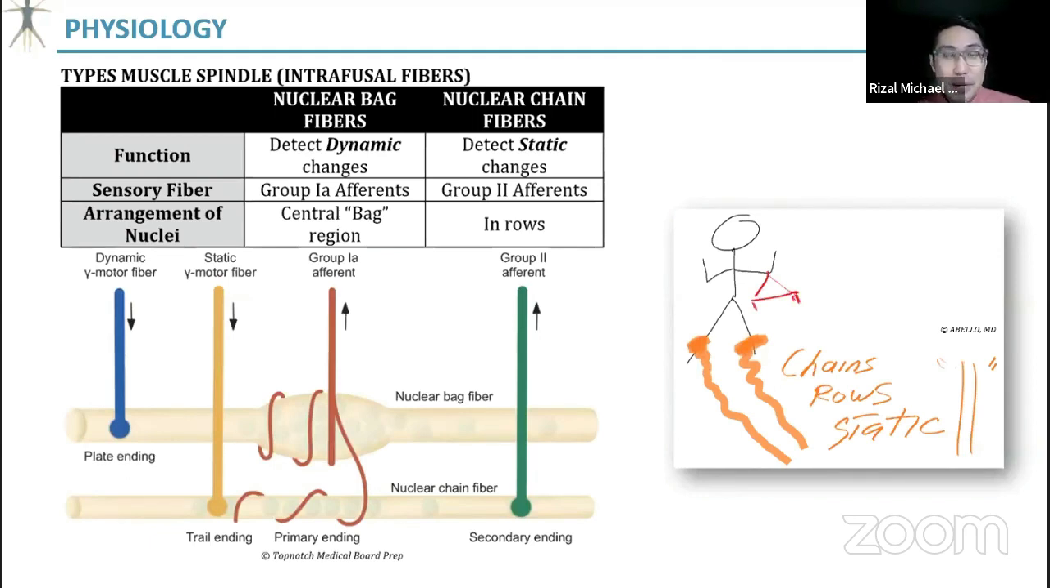No? And then kapag nuclear bag, it detects dynamic changes kasi if you have your bag here, di ba, on your shoulder or on your elbow, when you're walking, laging gumagalaw yung bag mo. So it detects dynamic changes. That it uses 1A afferent fibers. Okay? So very important tong mga muscle spindles like bag and chain.